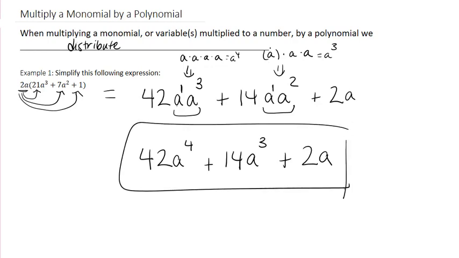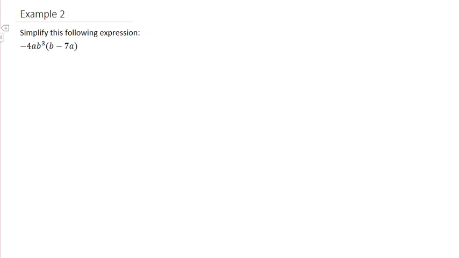So let's do another example. Simplify the following expression. So now we have a negative 4a b to the third that we need to distribute to this b and then to this minus 7a. So we first will multiply this negative 4 times this 1. So we get negative 4. Then we just have a. We'll write b to the third, and then we'll write the b.